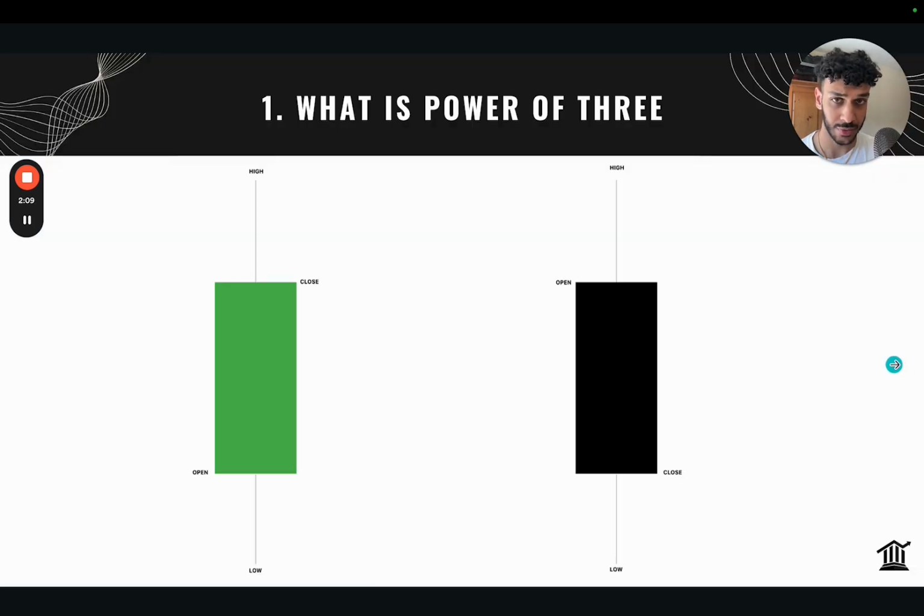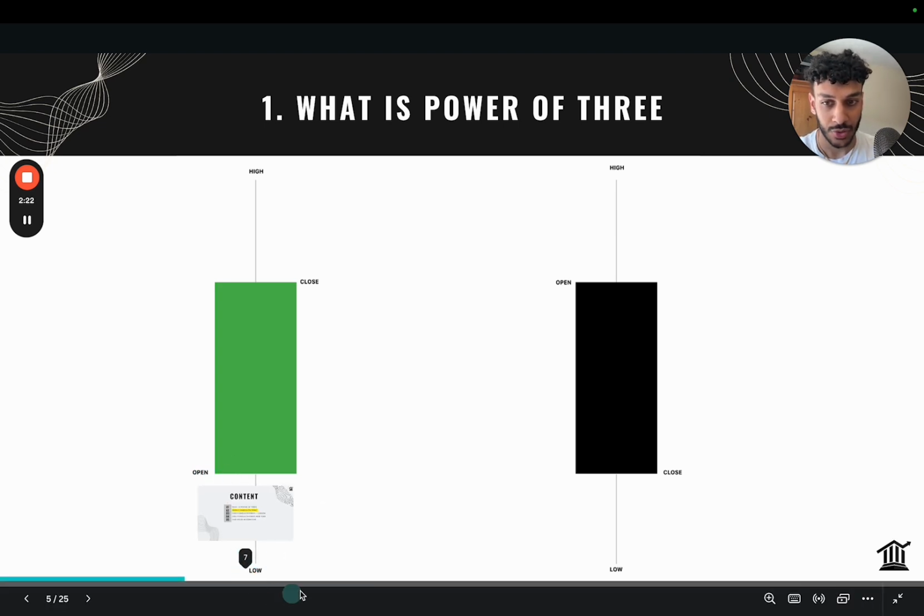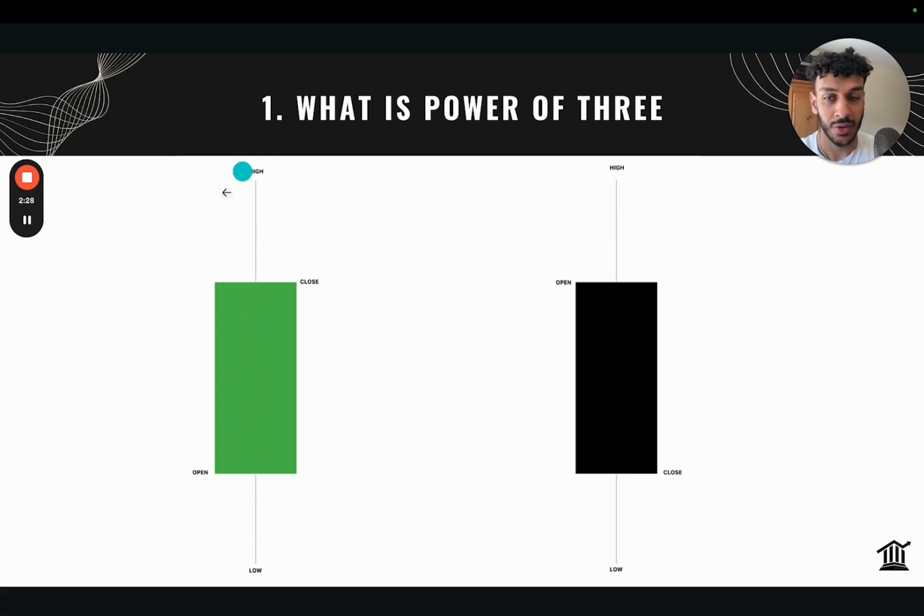So what is power of three? Power of three is basically the idea that a bullish candle will first open, let's say at the low. It will then travel downwards, creating a low in price, and then pushing higher, creating the high in price, and then tailing off, creating an upper wick and closing here, right?